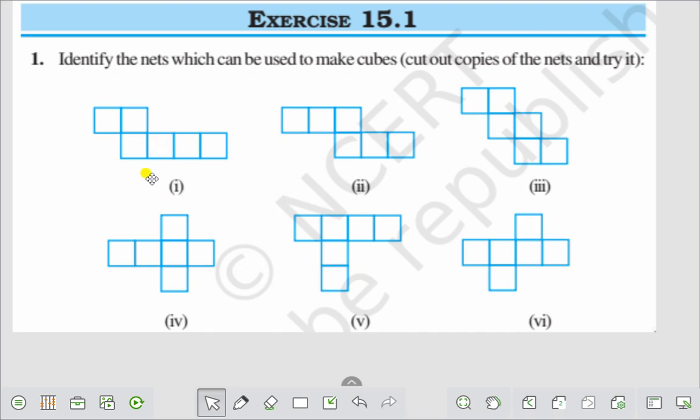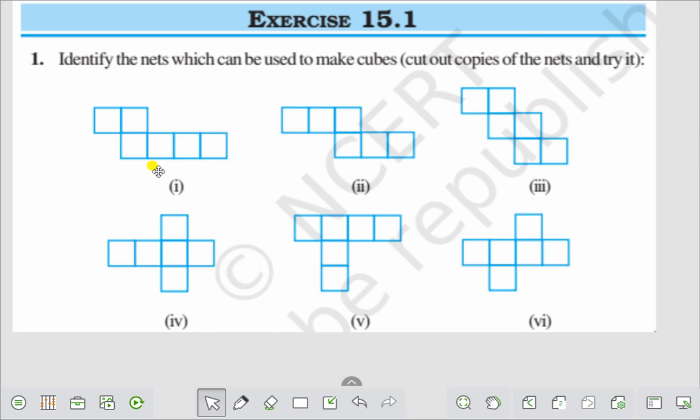Let us try for question number 1. Can you make a net cube with this net? Let us count: 1, 2, 3, 4, 5, 6. There are 6 faces, right? If we fold this one, no, we cannot make cubes out of this net.